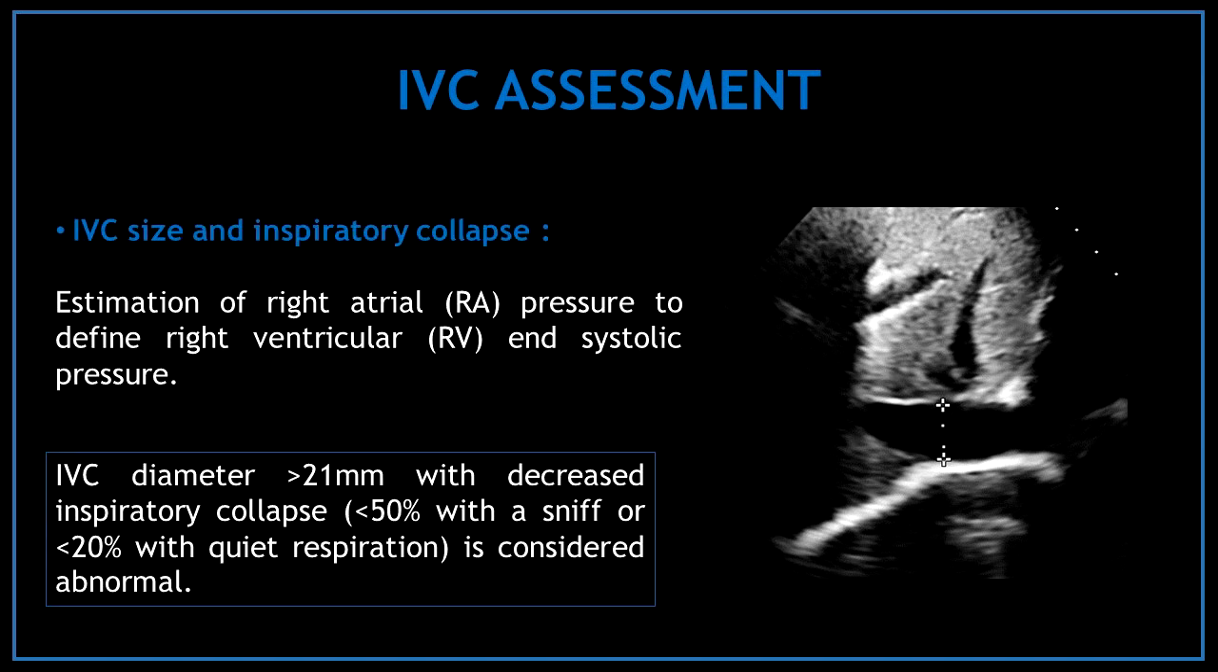It's important to assess the inferior vena cava size and inspiratory collapse in order to assess the right atrial pressure, to define the right ventricular systolic pressure. An inferior vena cava diameter more than 21 millimeters with decreased inspiratory collapse is considered abnormal.